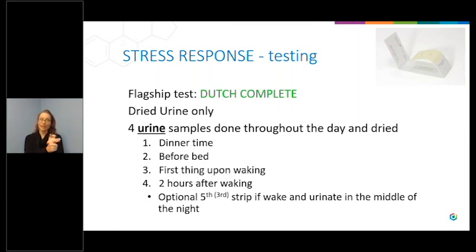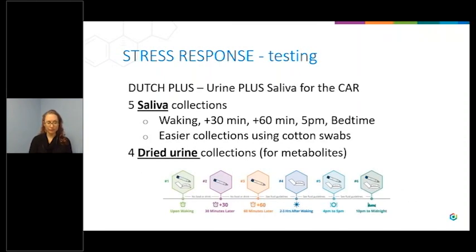You can do it in the middle of the night if you have that person that's like, I wake up every night at 3:30 in the morning, do an overnight sample. First thing when you wake up or when the alarm goes off, and then 2 hours after waking. The reason why we're doing that timing is because we want to see what that cortisol is doing, want to know what that cortisol pattern looks like of what is free and available for your body to use throughout the day.